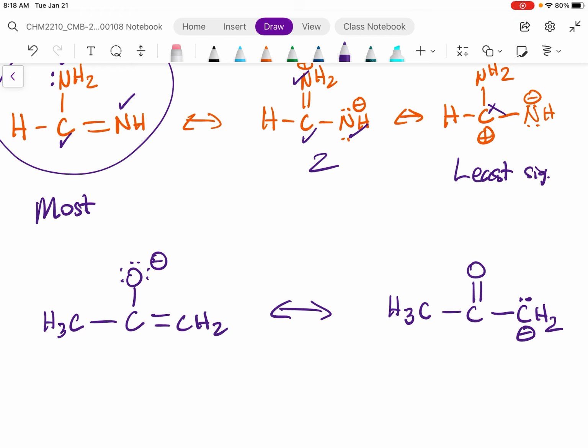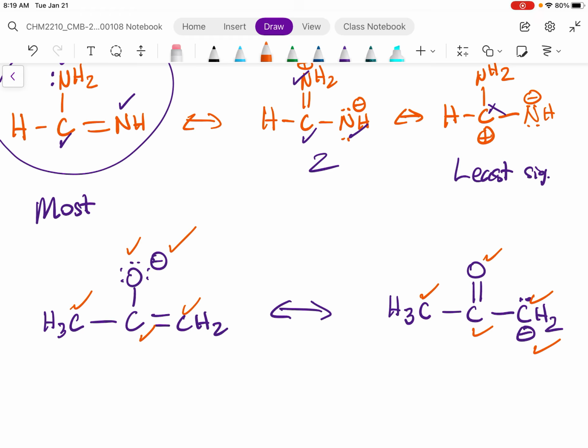Okay. Which one is the most significant between these 2? Well, we have to start with rule 1. Octet, octet, octet, octet. Octet, octet, octet, octet. Okay, so rule 1 does not help us. What does rule 2 say? The one with the least amount of formal charges. There's 1 formal charge, 1 formal charge. We have another tie. So we have to come up with a third rule.